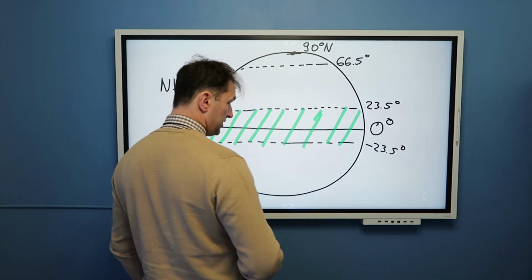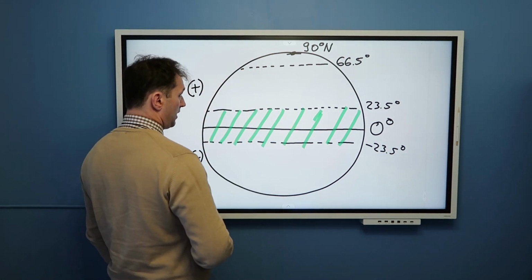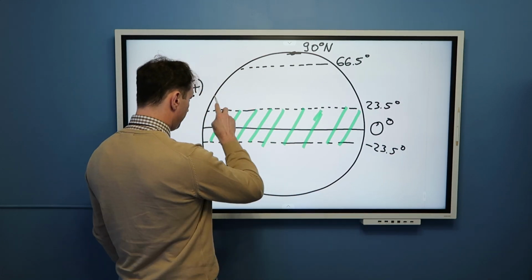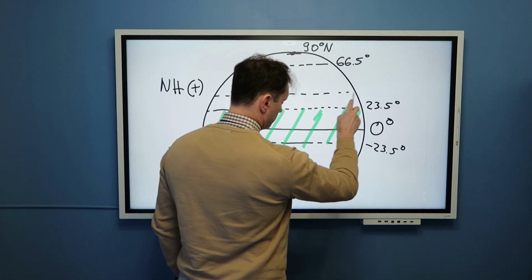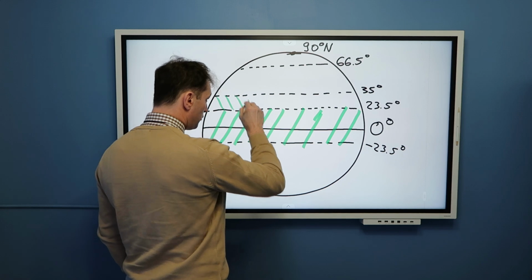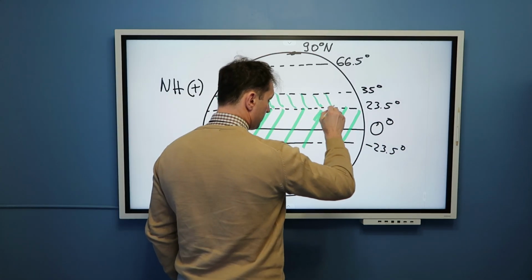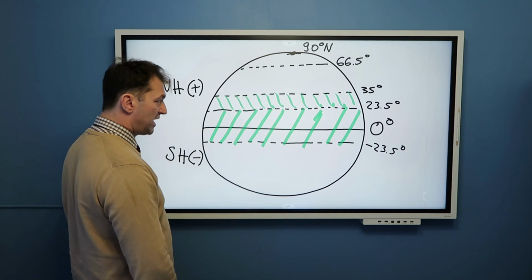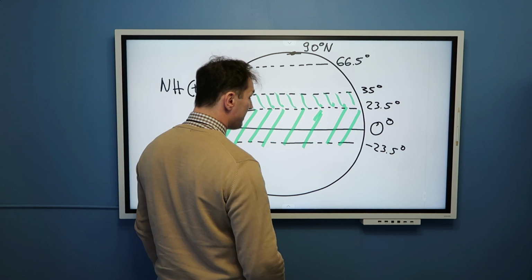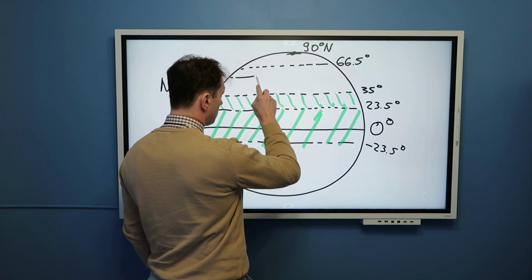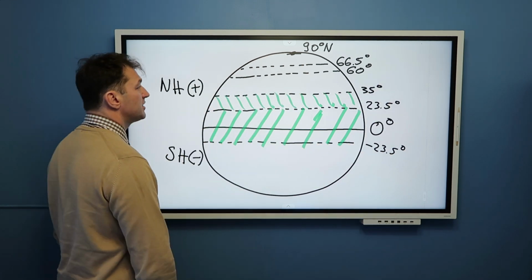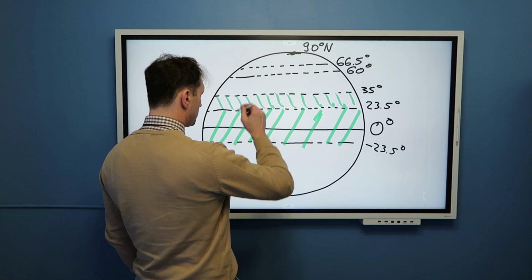Now, going back to the concepts of tropics, subtropics, mid-latitude and polar regions, the region between 23.5 degrees and 35 degrees is known as the subtropics or subtropical region. And of course, the same applies for the southern hemisphere. The region between 35 degrees and approximately, or rather exactly, 60 degrees is known as the mid-latitude region.